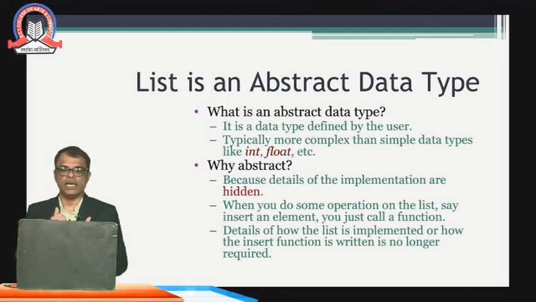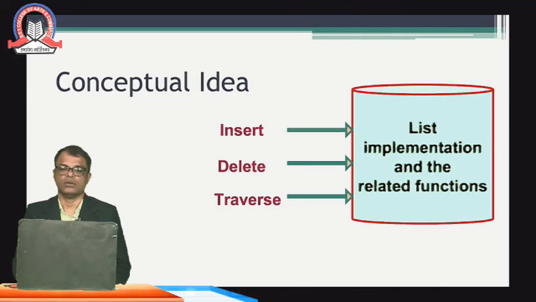For example, suppose you want to insert an element, at that time the details, meaning the function to create the linked list or the insert function, are no longer required. So that's the reason we need an abstract data type for defining the linked list. This is a conceptual idea, list implementation and related functions. So the three main basic functions are insert, delete and traverse.